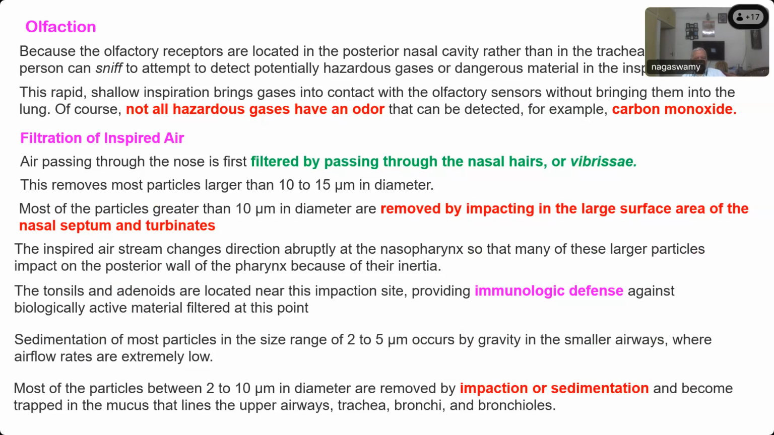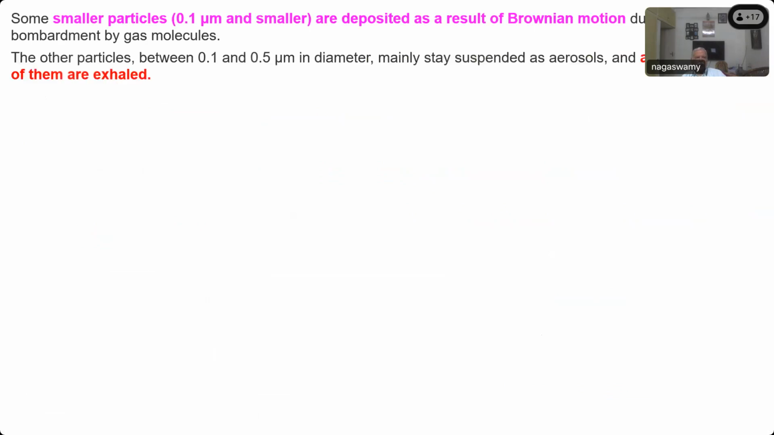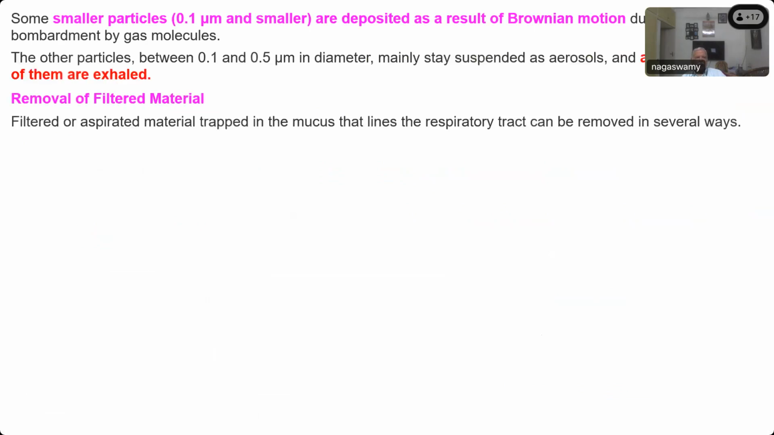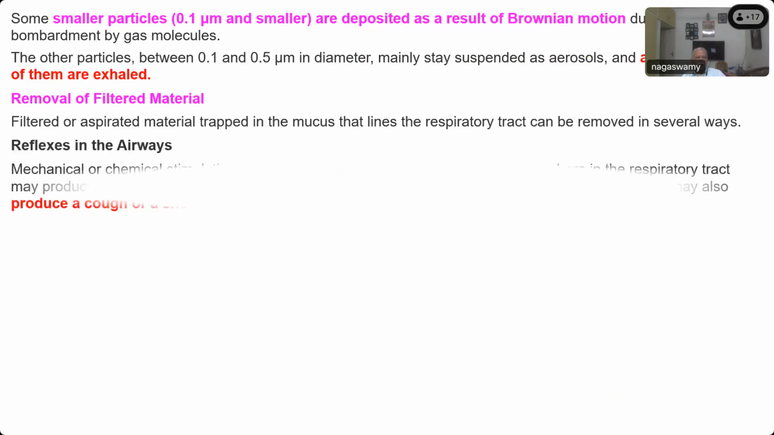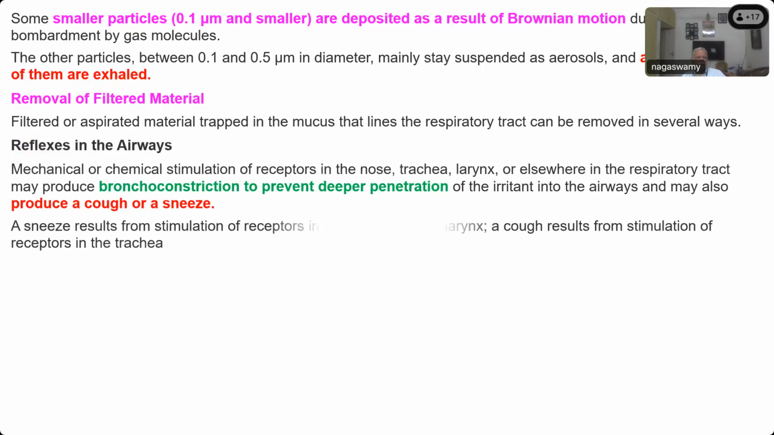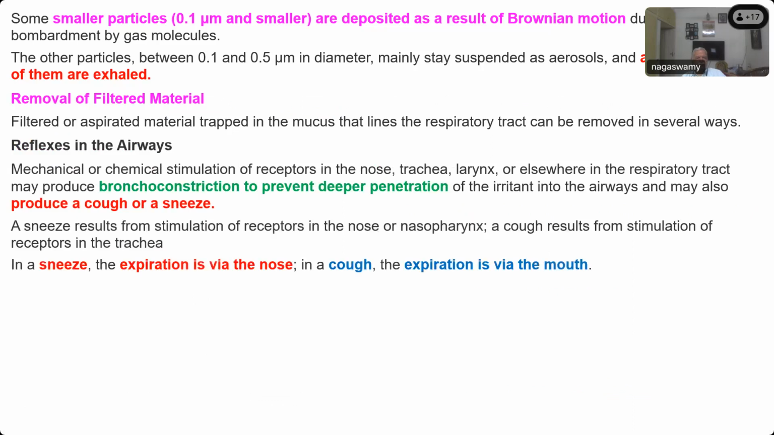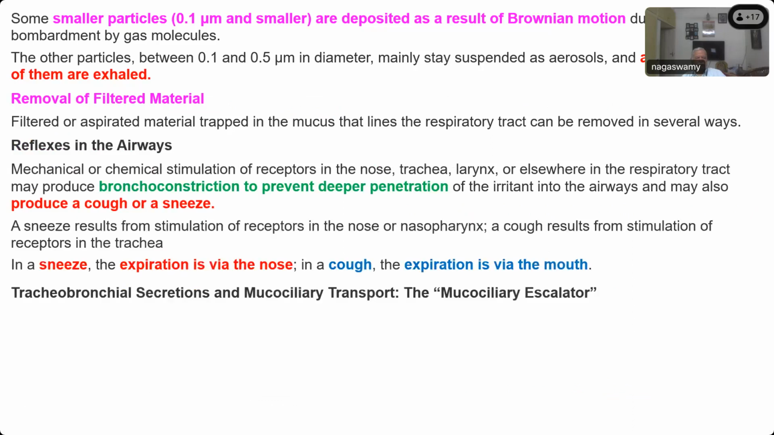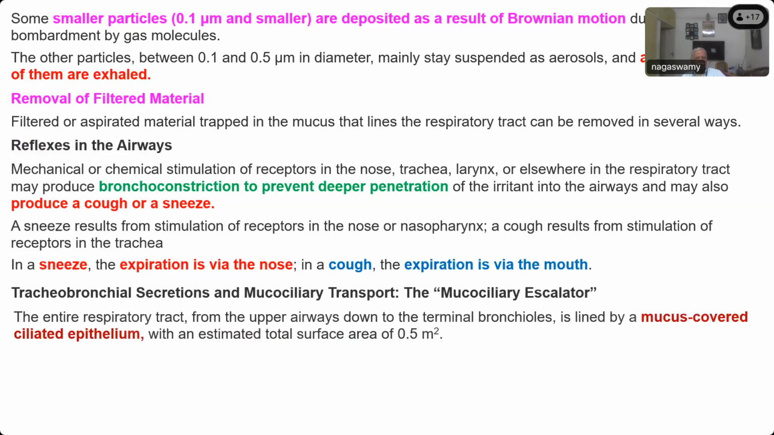They are also trapped by impaction and sedimentation. And how the filtered material is removed is by reflexes in the airway, mainly by bronchoconstriction to prevent deeper penetration, and also produce a cough or a sneeze. The sneeze is done by the nose and cough is via the mouth. Another important thing is the tracheobronchial secretion and mucociliary transport, that is the mucociliary escalator.